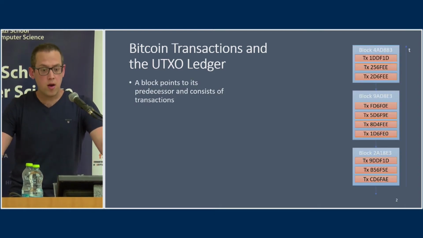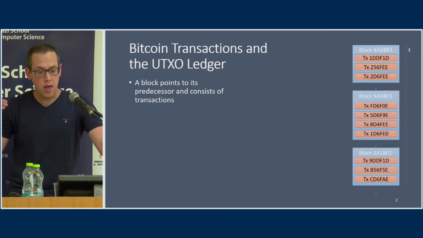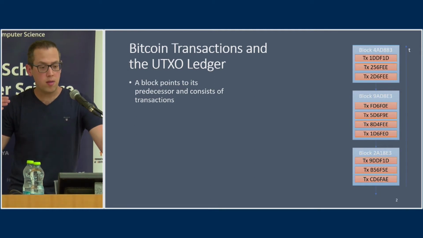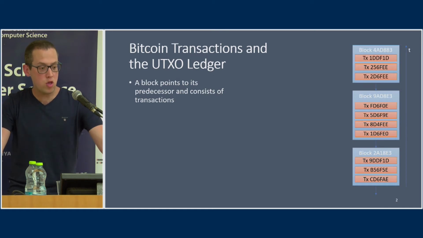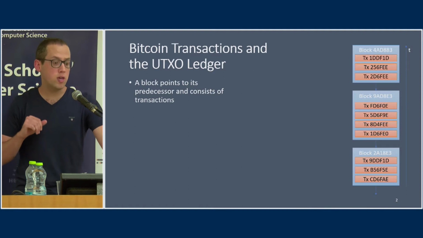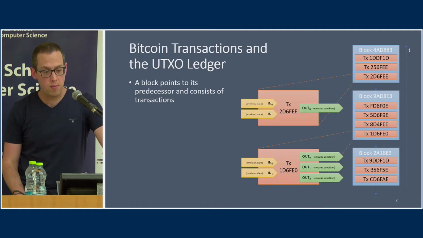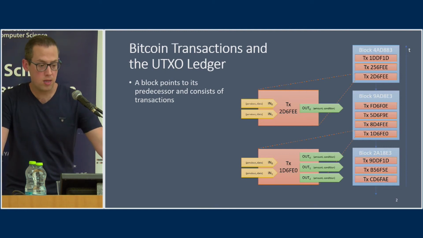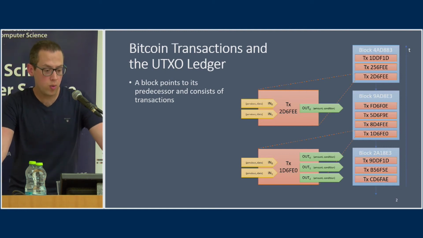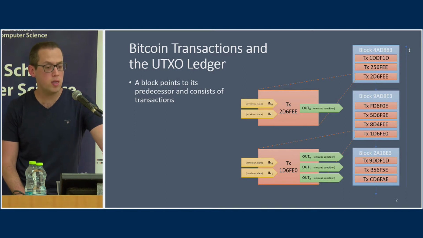The transactions are added in blocks, which make the blockchain. Each block points to its predecessor, and it consists of transactions. And here are two transactions. The one at the top has 2 inputs and 1 output, and the one at the bottom has 2 inputs and 3 outputs. As you can see, each transaction is made up of inputs and outputs.